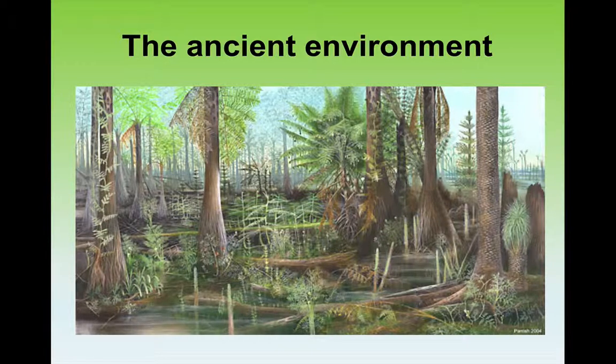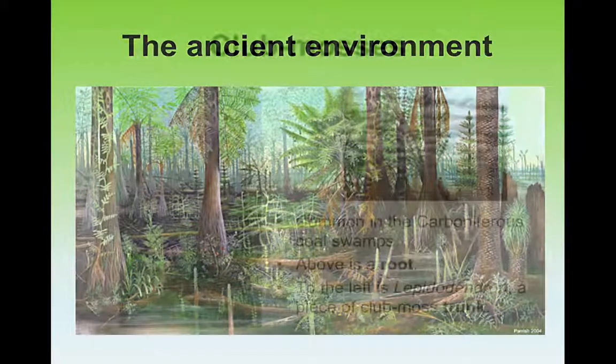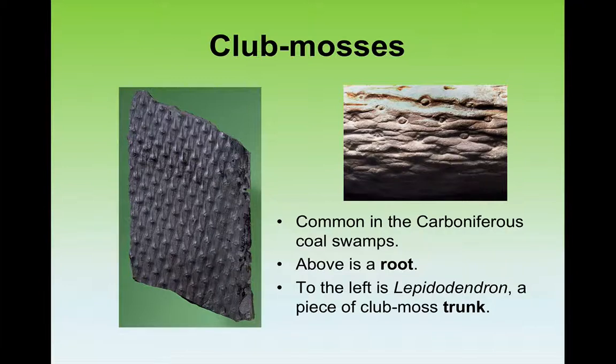This is a reconstruction of a late Carboniferous coal-forming swamp, a rainforest perhaps, where we see a huge diversity of plants, including some sort of giant trees that ended up forming the coal deposits. Some examples of fossils that we find at this time are things like the lepidodendron club moss tree, which commonly preserves its trunk. We can see the image on the left here.